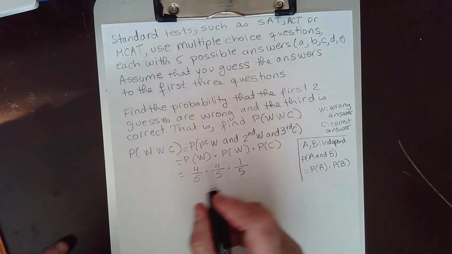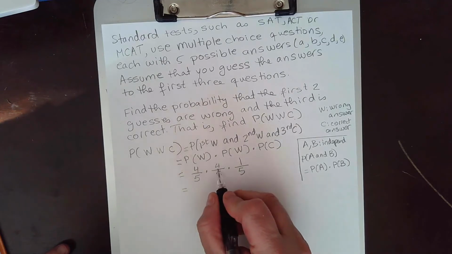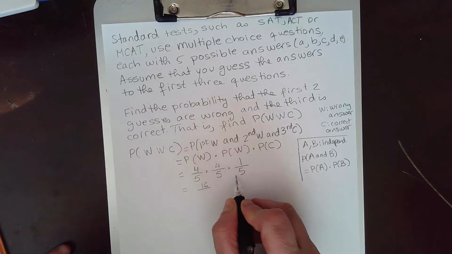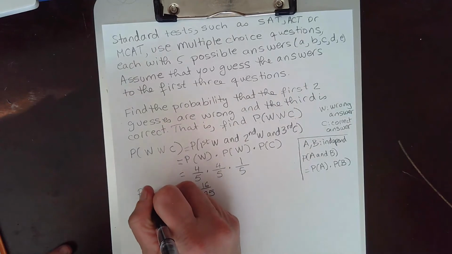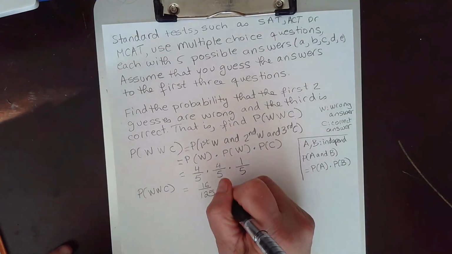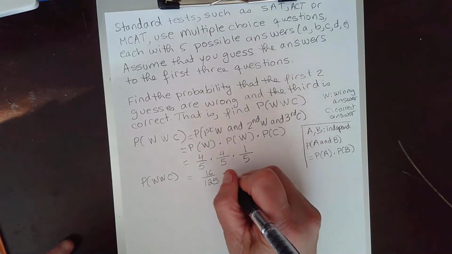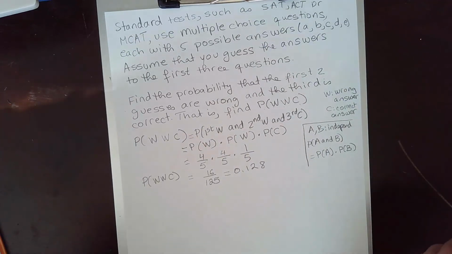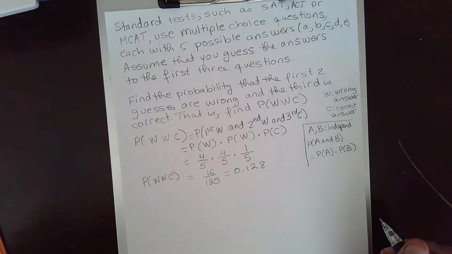So the probability that the first 2 guesses are wrong and the third is correct, you just multiply, nothing to simplify here. 4 times 4 is 16, 16 times 1 is 16, over 5 times 5, 25, 25 times 5 is 125. You can, if you want, leave the answer like this. However, I would recommend you write this in decimal, as this is not a meaningful answer. So if you use your calculator, that's 0.128. That is the probability that the first 2 guesses are wrong and the third one is correct.